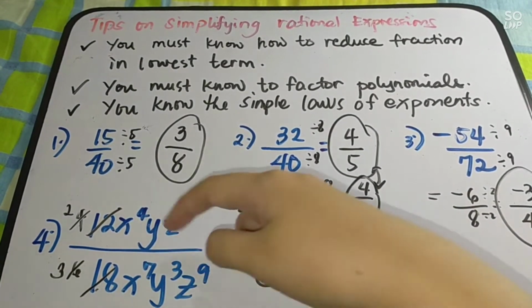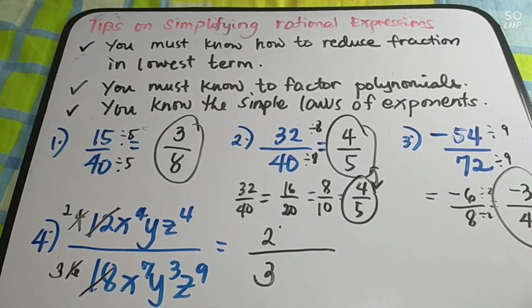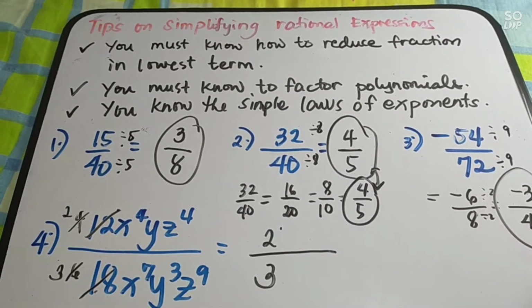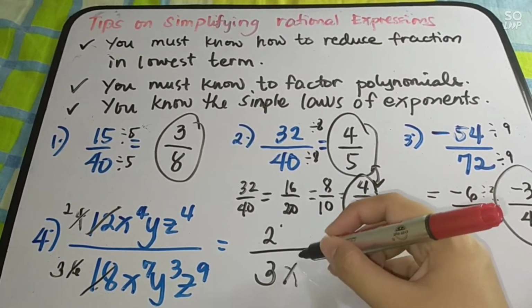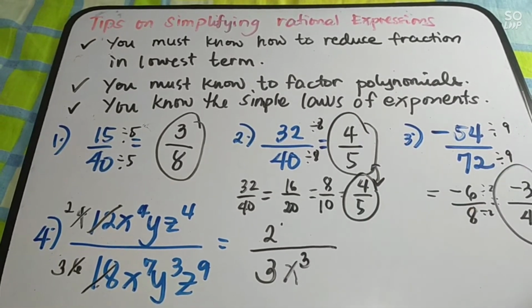So, 7 minus 4, the answer is 3. So, x cubed. Since mas malaki yung 7, dito natin ilalagay sa denominator yung sagot mo. X cubed. Is it clear?